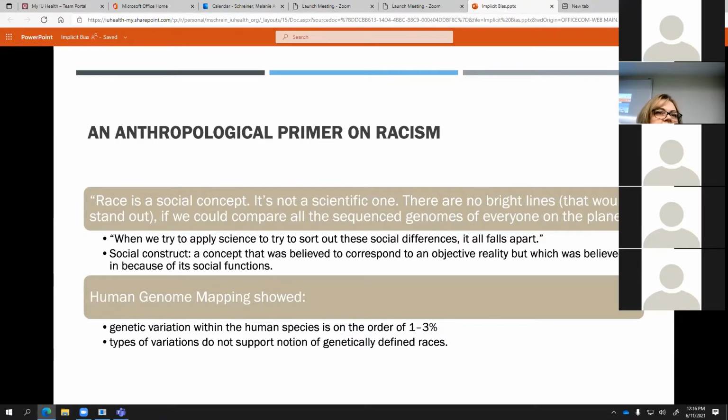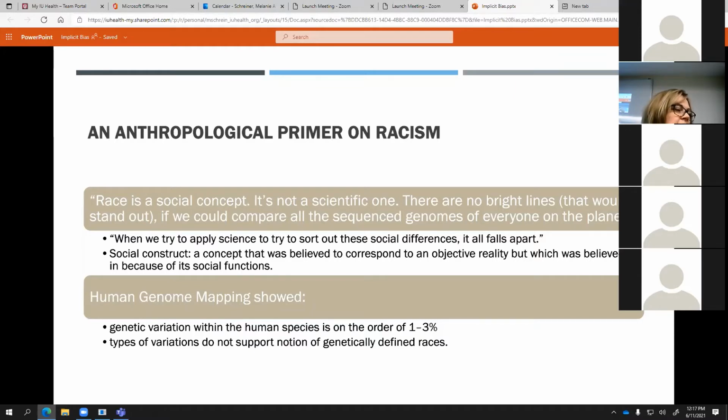And so I feel like sometimes we don't really dive into that very well during medical education, and we felt that it would be an appropriate thing to give just a primer or a refresher on. So this is a quote from one of the guys who's responsible for the Human Genome Mapping Project. He noted, "Race is a social concept. It's not a scientific one.